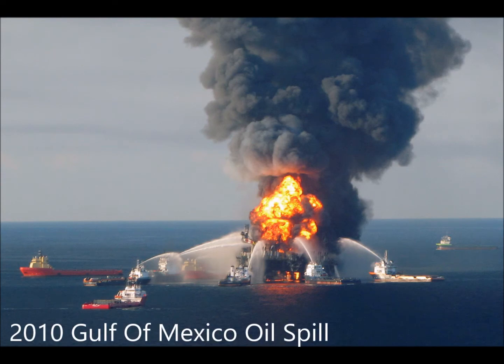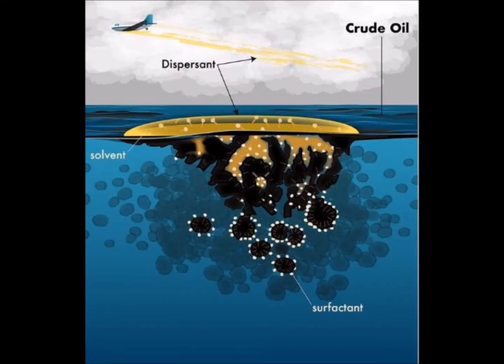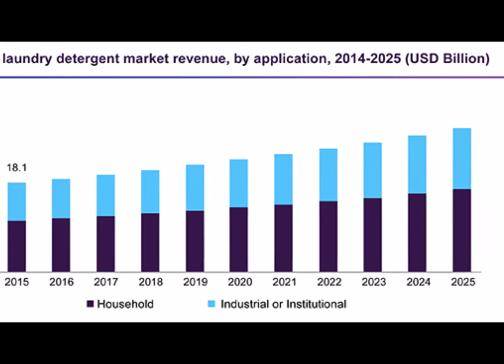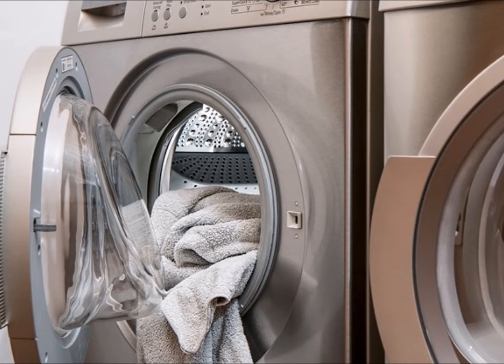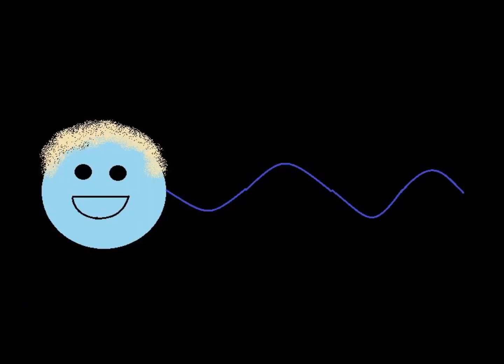In 2010, millions of liters of surfactants helped disperse the oil spill in the Gulf of Mexico. Even today, they are the main source of a gigantic industry around the world. So, next time you do a load, remember the story of surfactants and who really does all the cleaning.